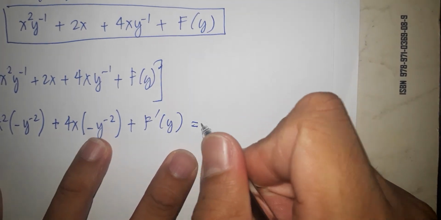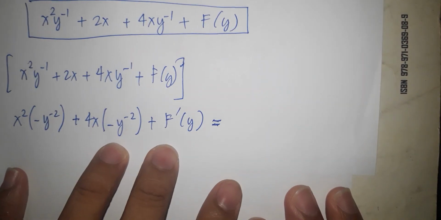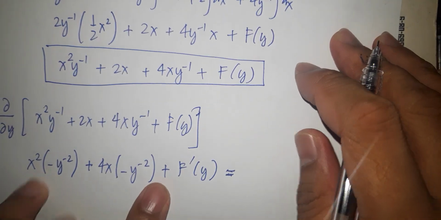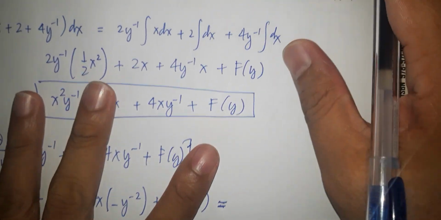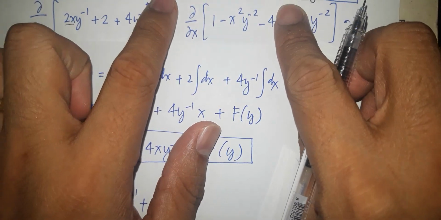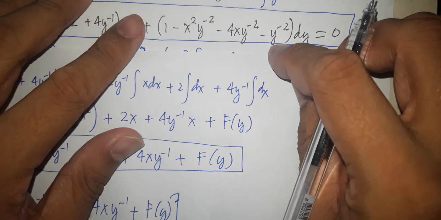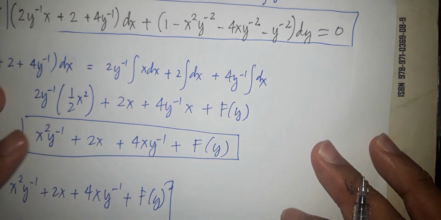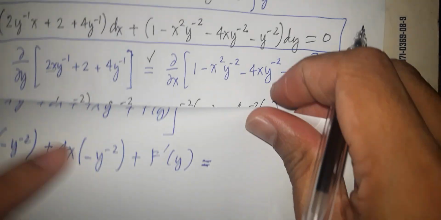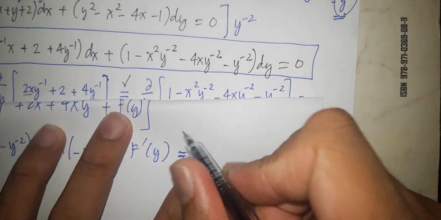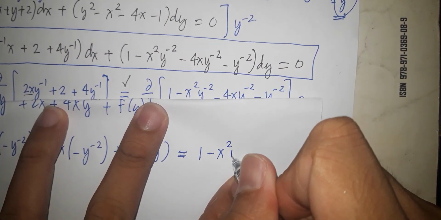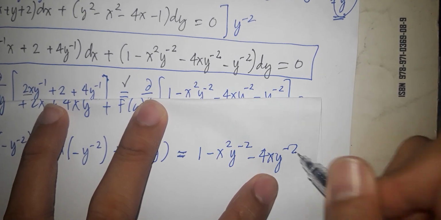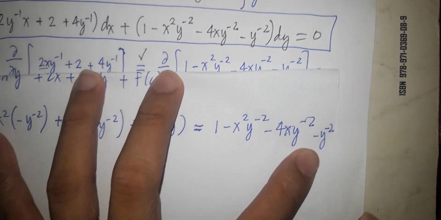which is equal to N. So, ano ang ating N? Diba sabi, ang result nito dapat i-equate natin kay N. Ang ating N ay ito. So, ang N natin ay 1 minus x squared, so i-equate natin siya with our N, which is, copy natin, (1 - x squared) y^-2 minus 4xy^-2 minus y^-2.